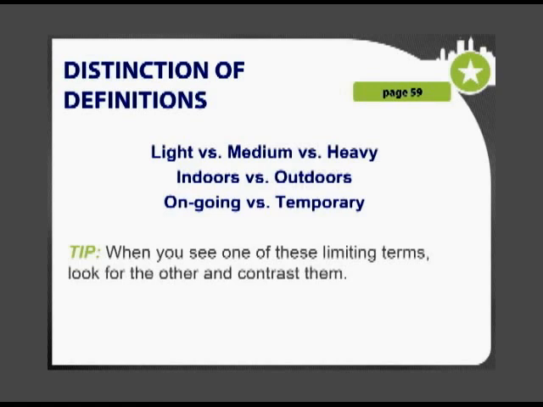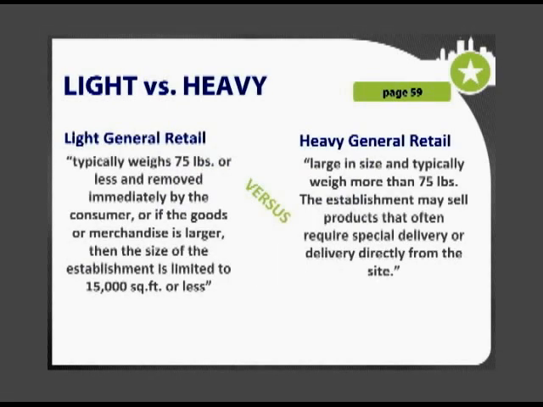Now these land uses are distinguished a number of ways, and a lot of them are distinguished simply by putting a qualifier on there that relates to their size or level of intensity. The most common ones are light versus heavy, or light versus medium or heavy, indoor versus outdoor, temporary versus ongoing. Whenever you see one, you might want to check out its complement so that you can get the distinction between the two. And that's what I've done here to help you see the distinction really quick.